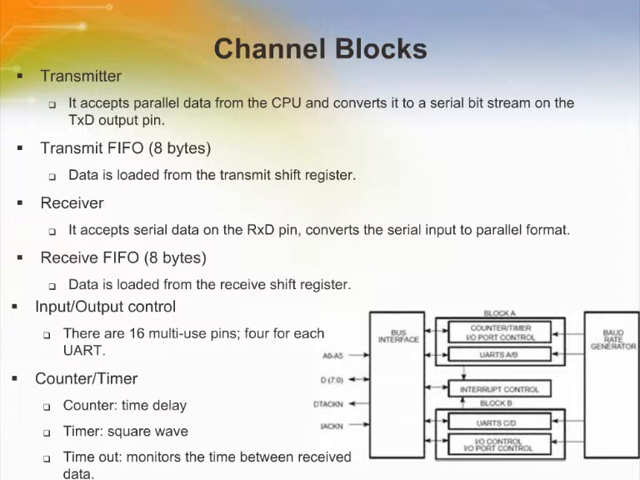The counter timer is a 16-bit programmable divider that operates in one of the 3 modes: counter, timer, or timeout. In the timer mode, it generates a square wave. In the counter mode, it generates a time delay. In the timeout mode, it monitors the time between the received characters.